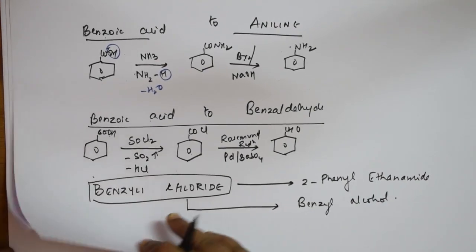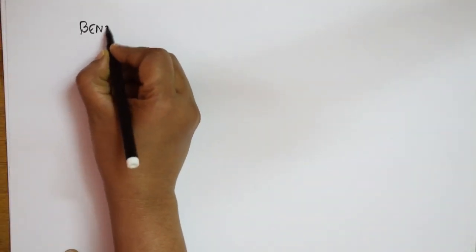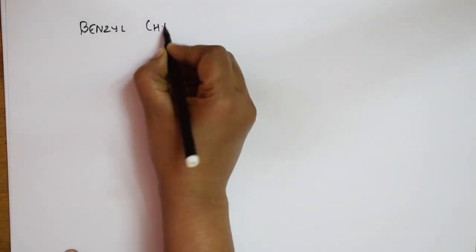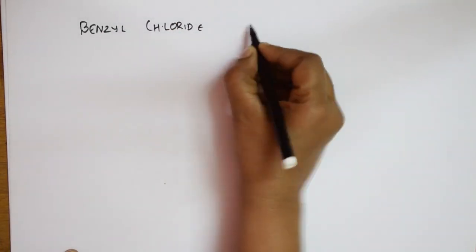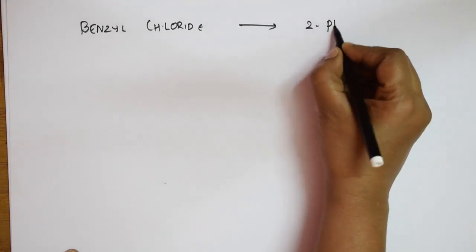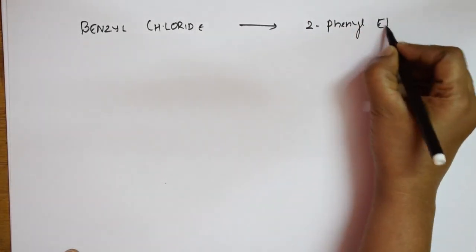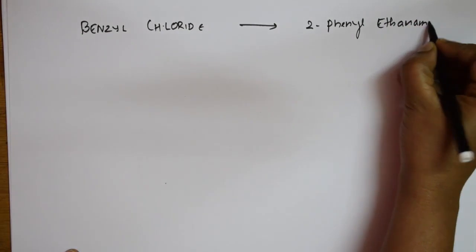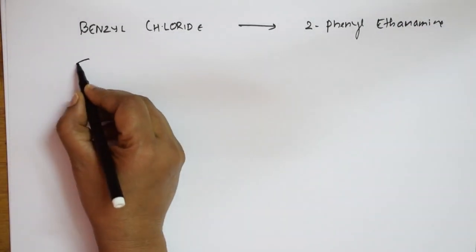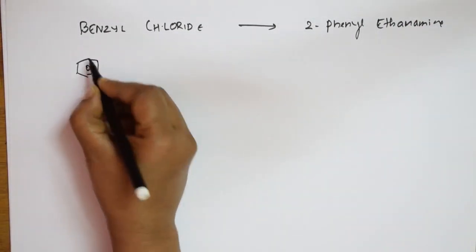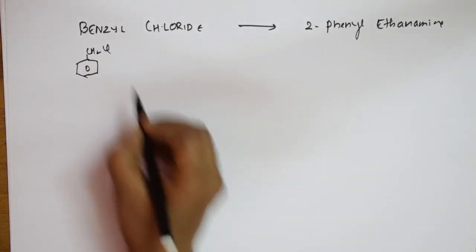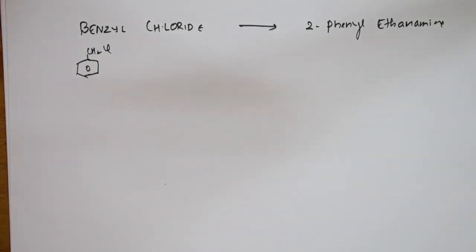Let me change the page now. So I have to convert benzyl chloride, isn't it? Now what is the formula for benzyl chloride? So let us write what to do first. In the exam paper, if they ask me to convert benzyl chloride to 2-phenylethanamine, correct? Let us write the formula. Benzyl chloride is basically a benzene ring with CH2Cl. This is benzyl chloride. They said 2-phenylethanamine.